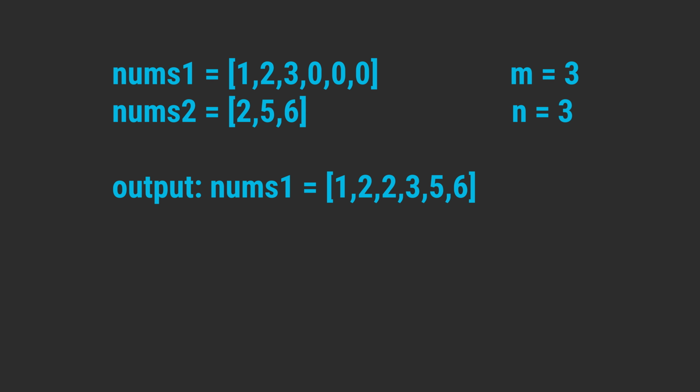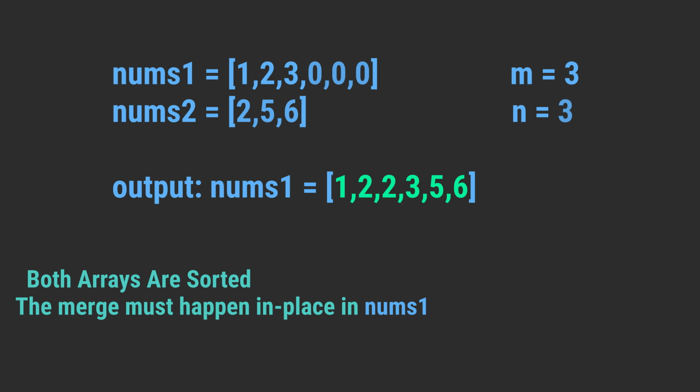Alright, let's break this down and make some key observations from the problem statement. Both arrays are sorted. This is crucial. It means we don't need to perform a full sort. We can use a merge-like process. The merge must happen in place in nums1. This is the biggest constraint. We cannot create a new, larger array, sort it, and then copy it back.